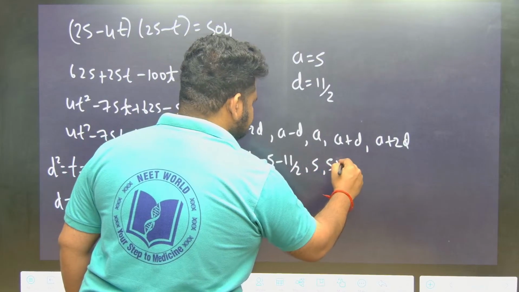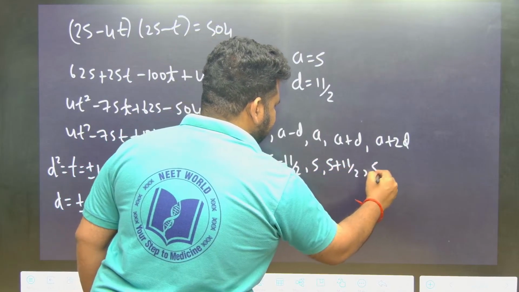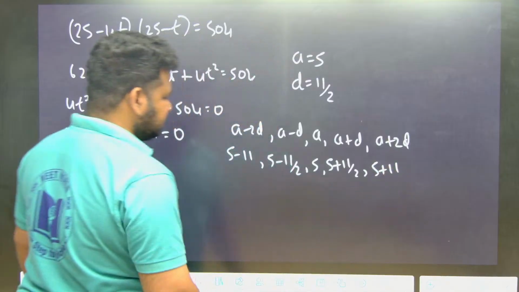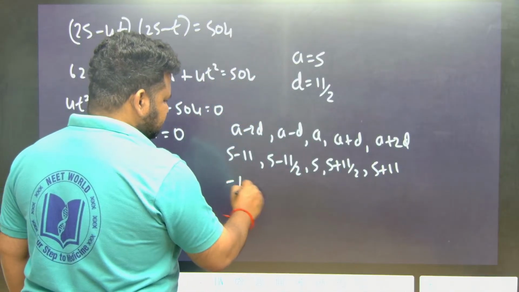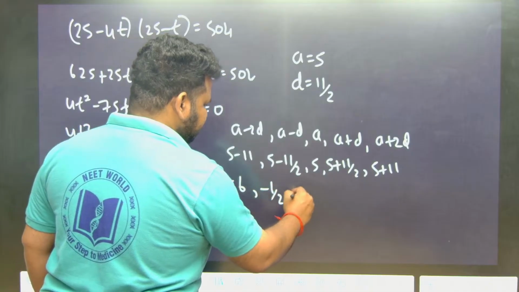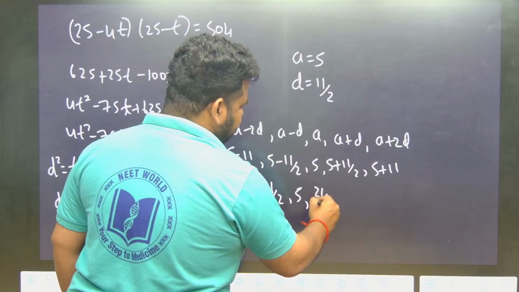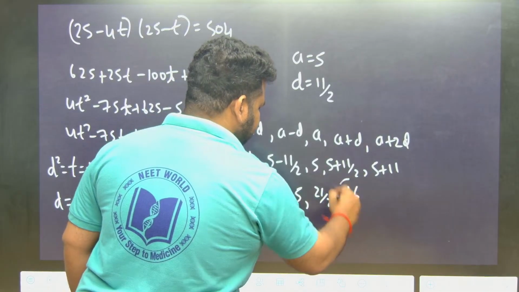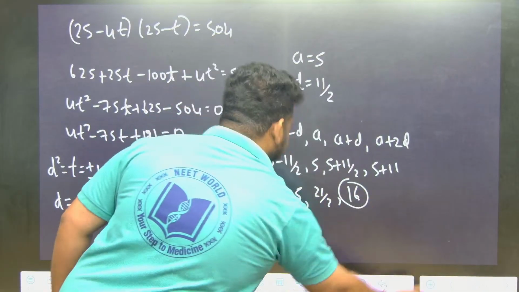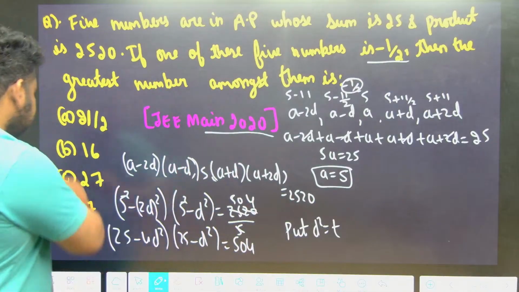This will be 5 itself. 5 plus 11 by 2, this will be what? 5 plus 11 is minus 6. Minus 1 by 2. This will be 5. This will be 10. 10 plus 11, 21 by 2, and what will this be? 16. So out of all of these, this 16 is the bigger number. The greatest number among them is 16.